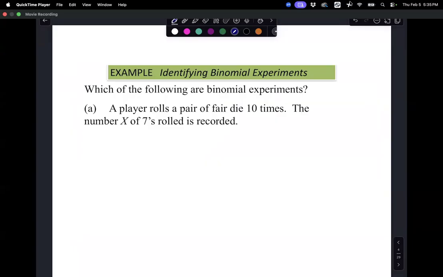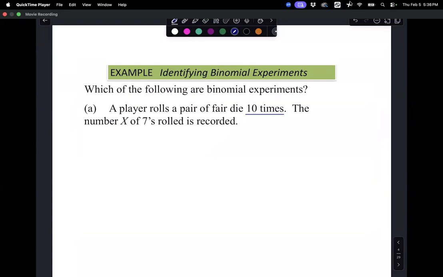So we're going to determine whether or not something is a binomial experiment. Here's our first example. A player rolls a pair of fair dice 10 times. The number X of sevens rolled is recorded. All right. So the first thing we need to know is, is it a fixed number of trials? Yeah, fixed number of trials.